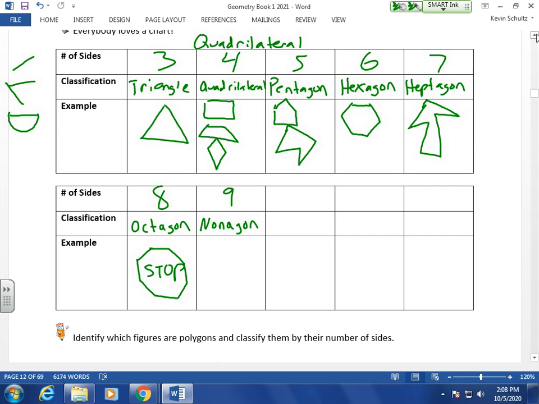Nonagon. So, a 9-sided shape. You can be creative on how you draw this 9-sided shape. 1, 2, 3, 4, 5, 6, 7, 8, 9. There you go. There's your classic nonagon there. How about 10?